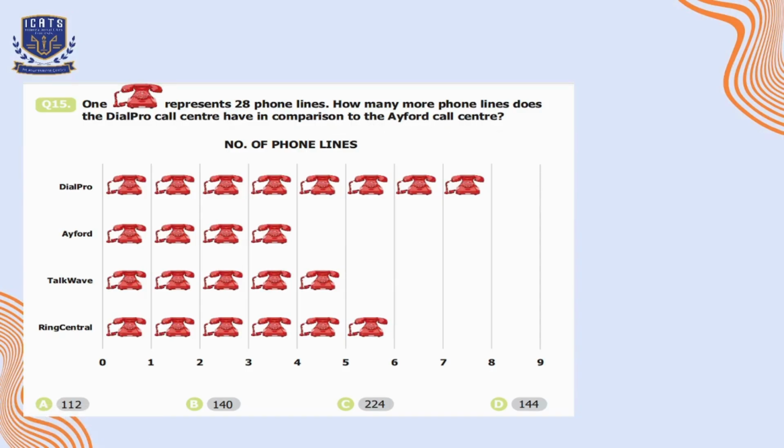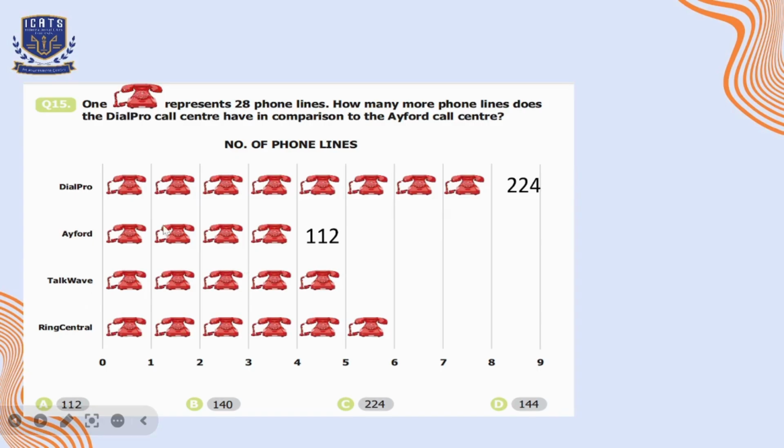So first of all, let's calculate the number of phone lines first. As we can see that there are 1, 2, 3, 4, 5, 6, 7, 8 telephones in front of Dial Pro, and each telephone is representing 28 phone lines. So 28 eights are 224. Then there are 4 telephones in front of A4. So total number of phone lines are 112.